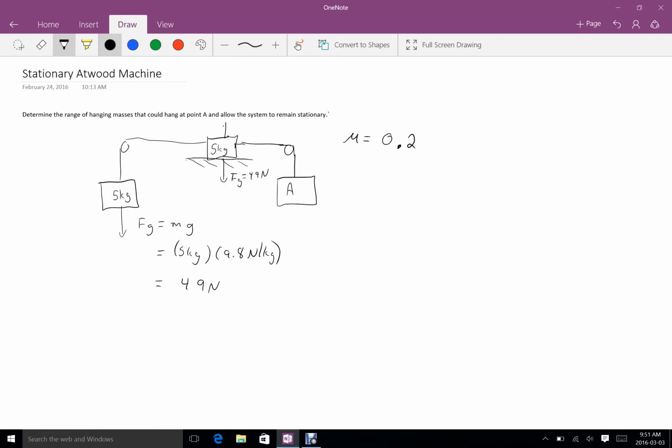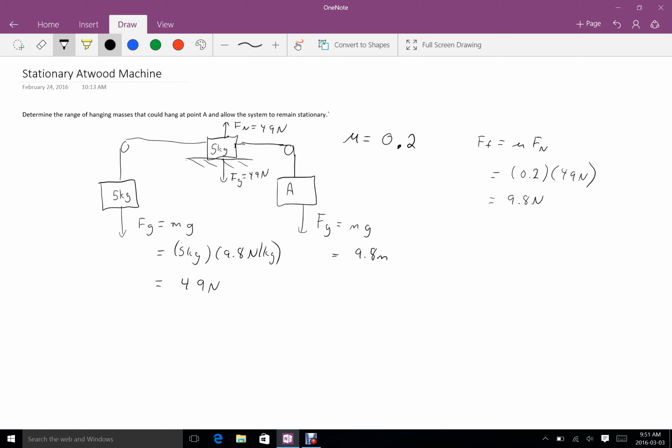Since it's resting on a tabletop, a normal force will balance out that force of gravity. And since I have a normal force and a coefficient of friction, I can find a magnitude for my force of friction. And that works out to 9.8 newtons. Finally, I have the force of gravity acting on object A. I don't know the mass of object A, so all I can say right now is that that one's going to be equal to 9.8 m.